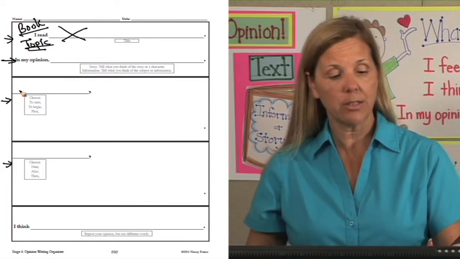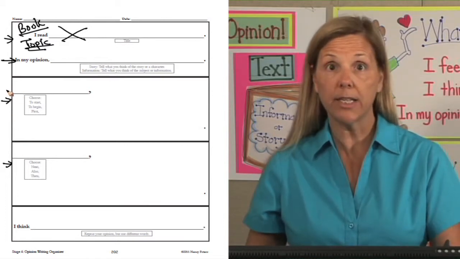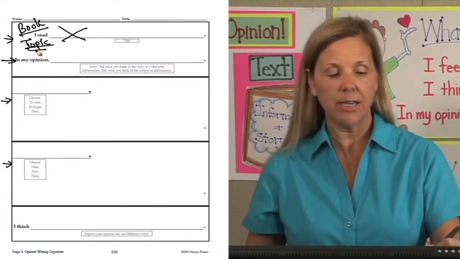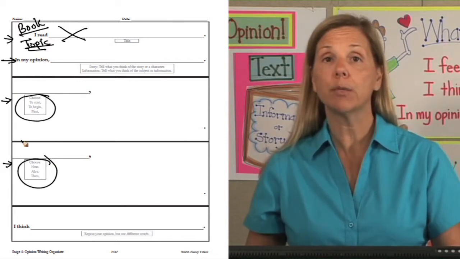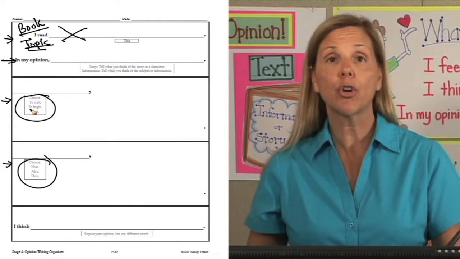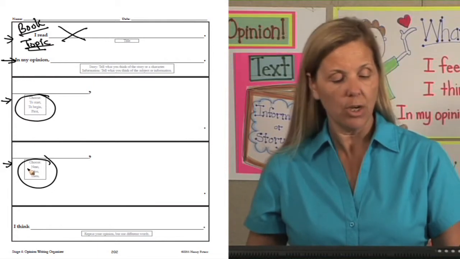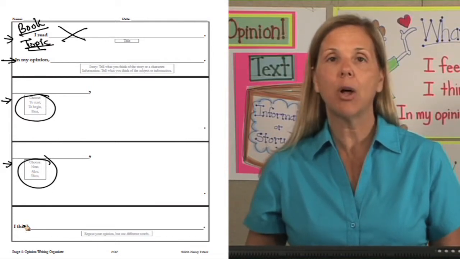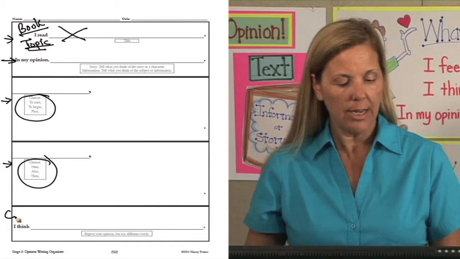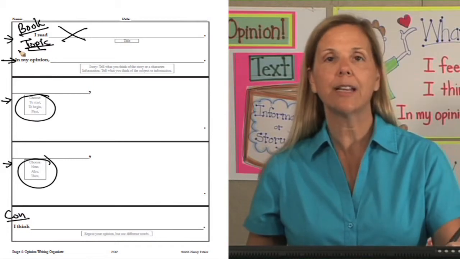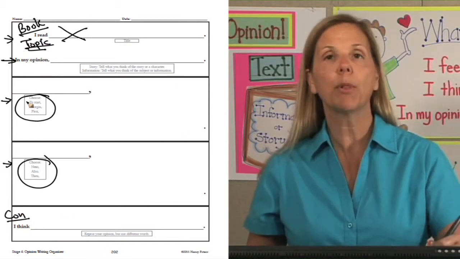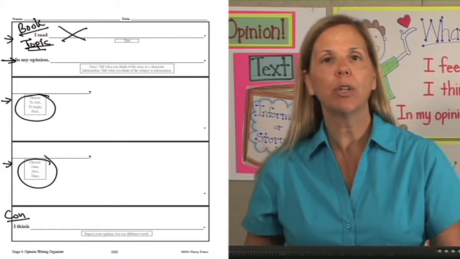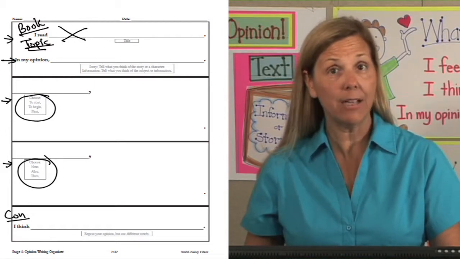The following boxes will have the reasons to back up their opinions. Notice you have on this black line master starter words or transition words for these reasons. And finally, at the bottom is our conclusion, and the conclusion is going to repeat that topic sentence. This is our black line master that we will give students at the beginning of the year.